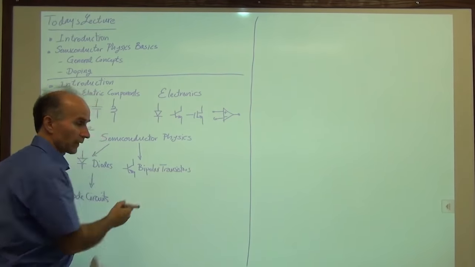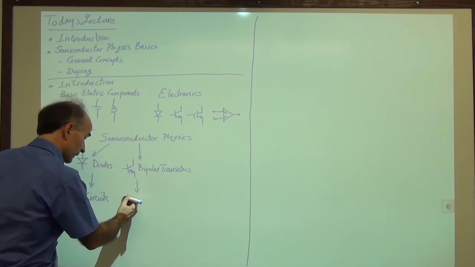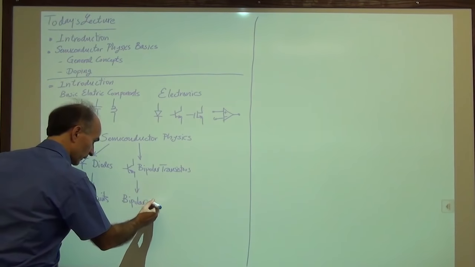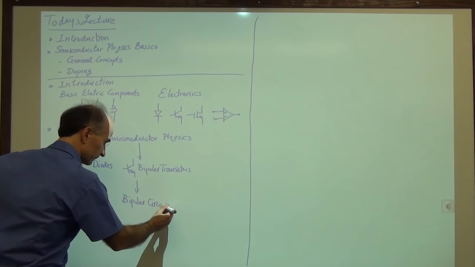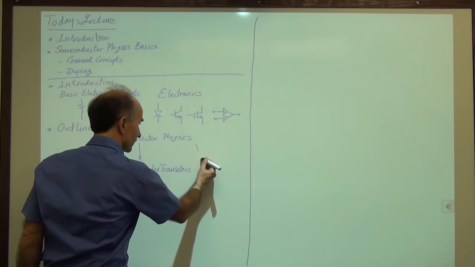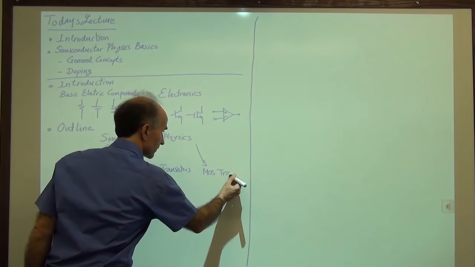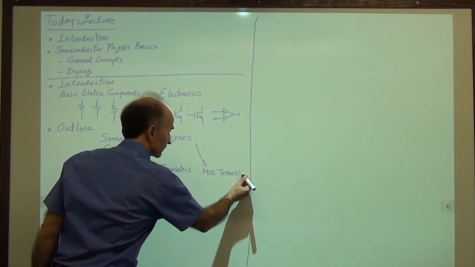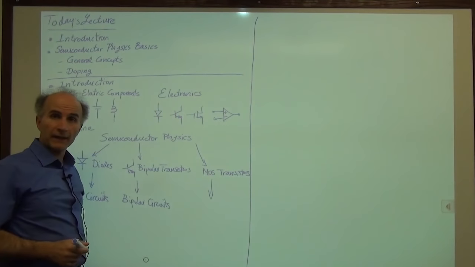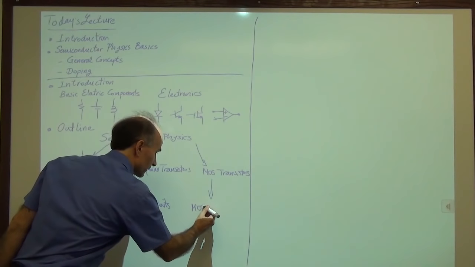And once we know how they operate and how we can model them, we can go ahead and build circuits out of these transistors. So we build bipolar circuits. And finally, for MOS devices, so we go to MOS transistors, and after understanding their operation and their modeling, we can build MOS circuits.